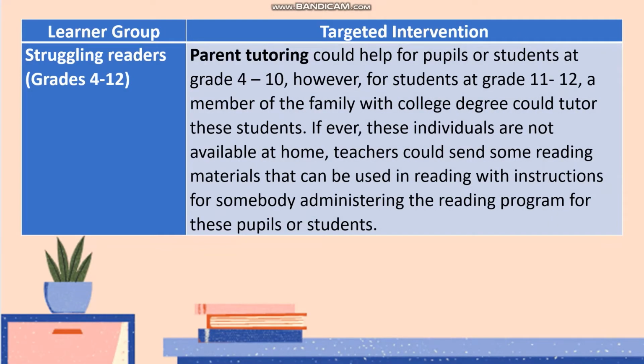For the struggling readers, grades 4 to 12, targeted intervention. Parent tutoring could help for students or pupils at grade 4 to 10. However, for students at grade 11 to 12, a member of the family with a college degree could tutor these students. If ever these individuals are not available at home, teachers could send some reading materials that can be used in reading, with instructions for somebody administering the reading program for these pupils or students.